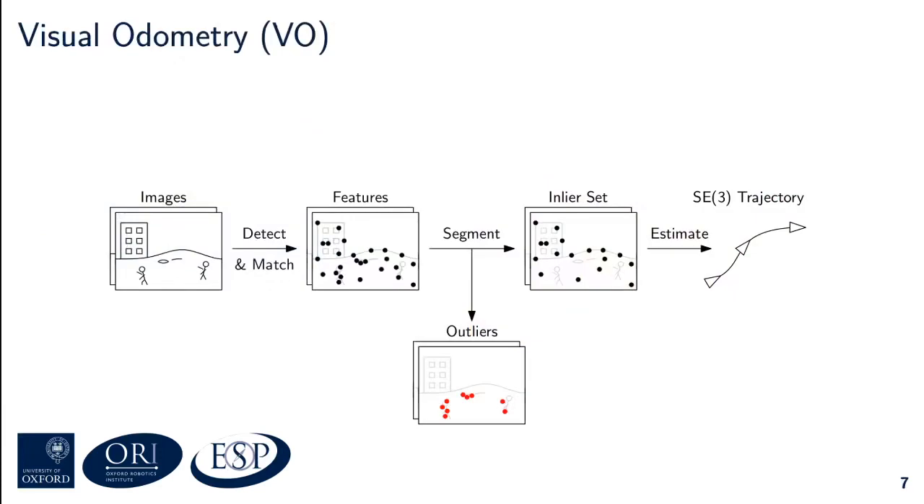To further illustrate this, here's a standard sparse VO pipeline. Consecutive images are usually processed by detecting salient image features and matching them between the images. The dominant motion in the scene is isolated and assumed to belong to the static background. All outliers, either from sensor noise or other dynamic motions, are rejected and ignored. The inliers to that dominant motion are then used to estimate the trajectory of the camera.